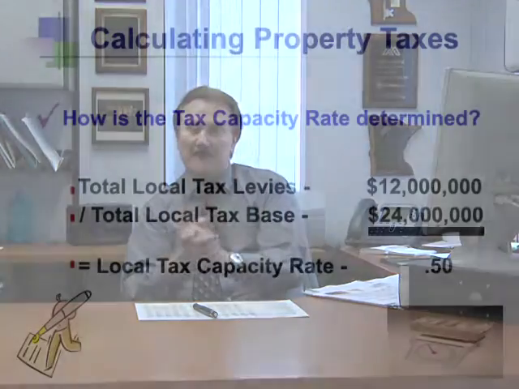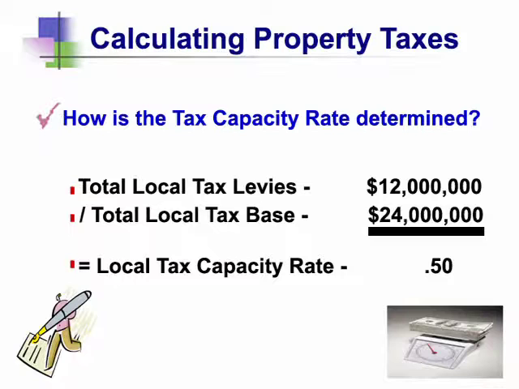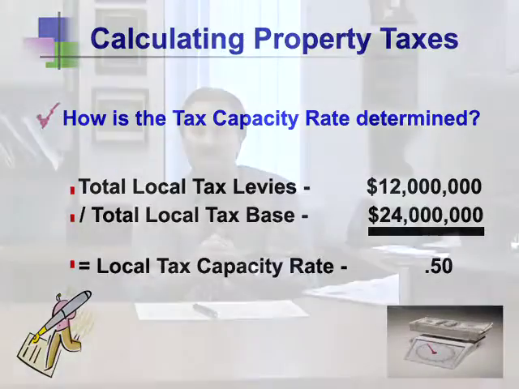So it's as simple as this. If a city had a total levy requirement of $12 million and their total local tax base was $24 million, you simply divide the 12 million by the 24 million, and your local tax capacity rate is 0.50.